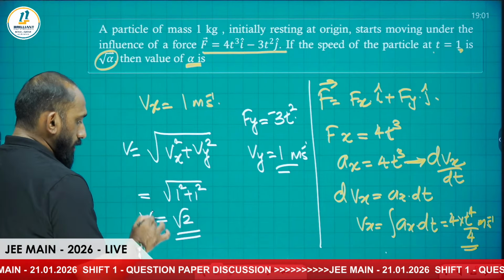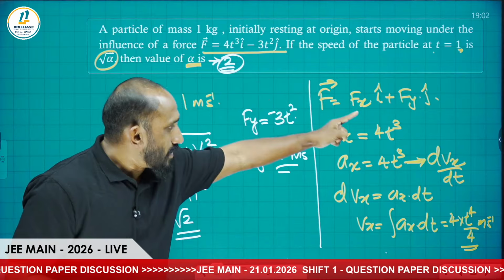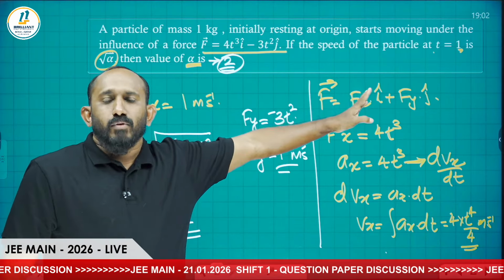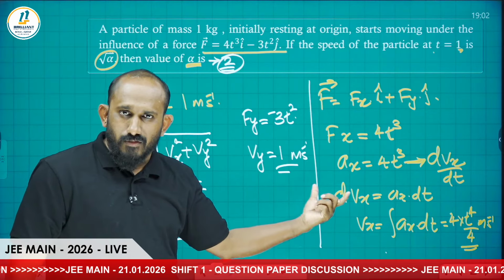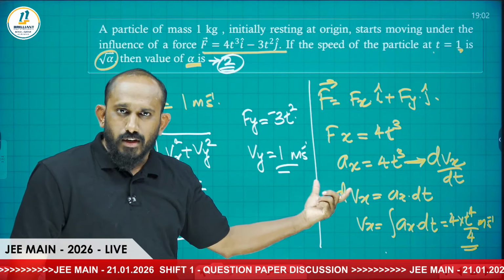Hope you got it. So force is given, Fx, and we got the x component and y component. From the acceleration we got it. From acceleration you find the velocity. This way we can solve it. Okay, let's go to the next question.